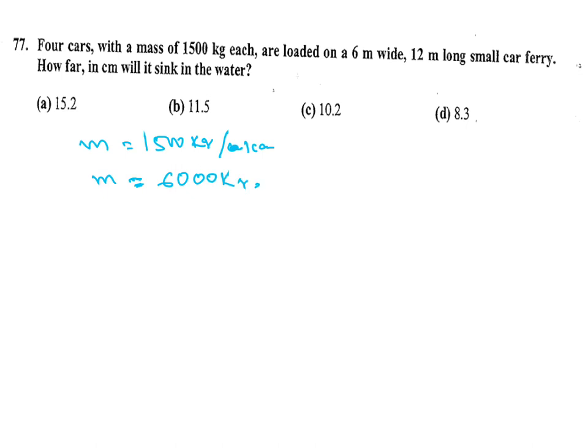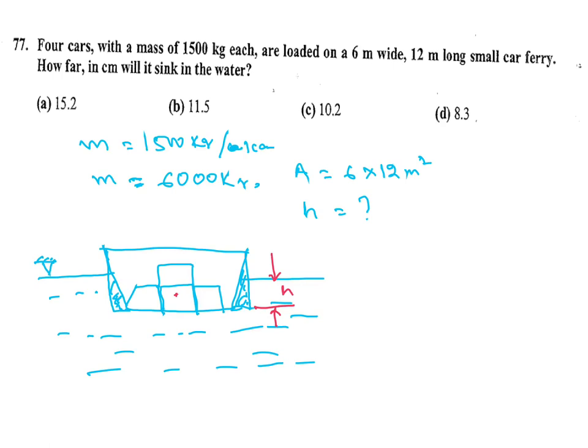6000 kg, and area is 6 meter into 12 meter, 6 into 12 meter square. Height we have to calculate, how much it will sink in the water. So we know for 4 cars, weight is downward, force of buoyancy is upward. So, W equal to FB. W is mass into acceleration due to gravity.